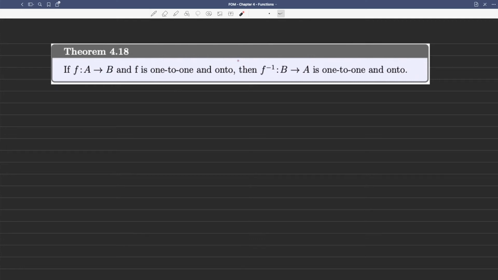This could be stated as an if and only if theorem, because it's certainly true that if the inverse function from B to A is 1 to 1 and onto, then its inverse, and f inverse inverse is just f, so it goes the other way too. But you don't need to state it as an if and only if. It's enough to just state it in this form, because you sort of get the converse for free, just because of that f inverse inverse equals f property. Anyway, let's prove this theorem.